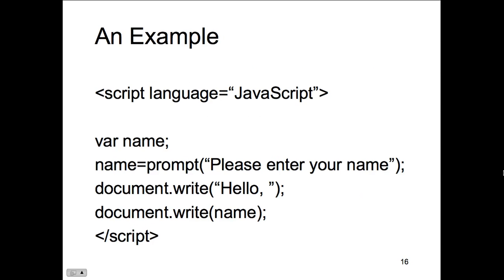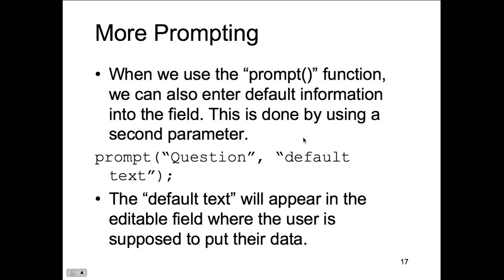So here's an example of printing it out with our hello world. We have our opening JavaScript tag for our scripting language, variable name. Name is equal to prompt, enter your name, document write hello, comma, document write name. So it's going to say hello space Barbara, or whatever name I put into that little prompt box. Simple, quick, easy way of getting information.